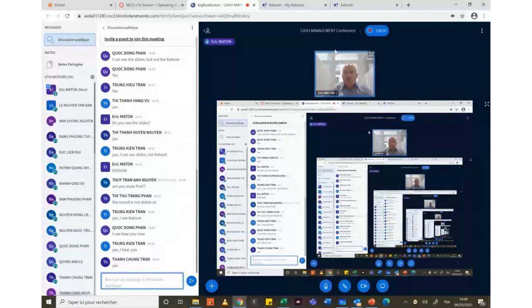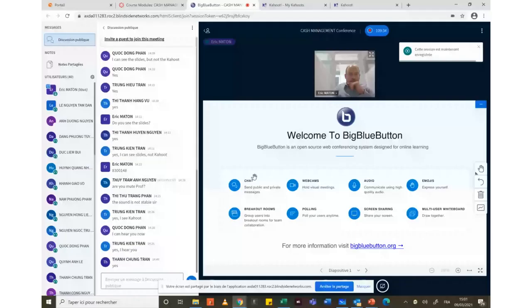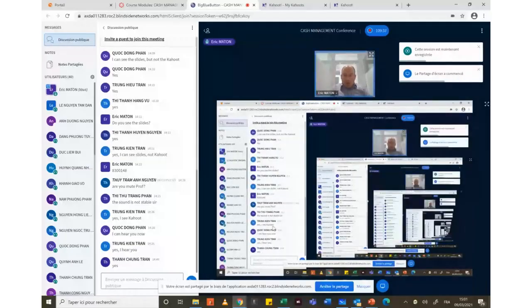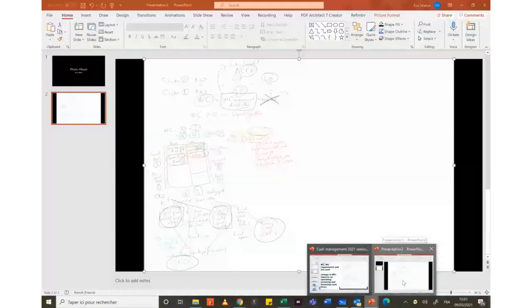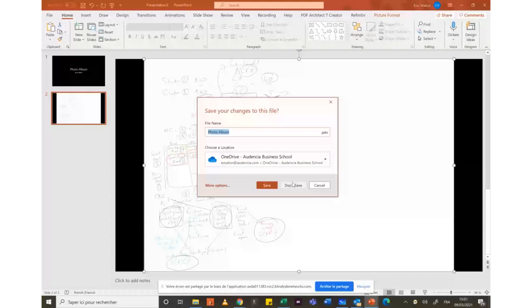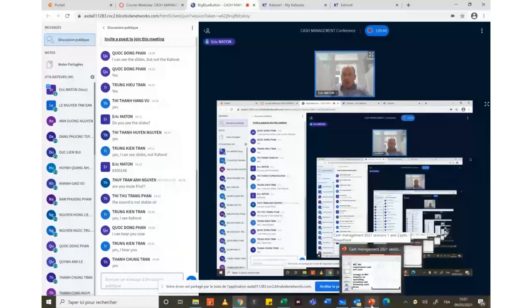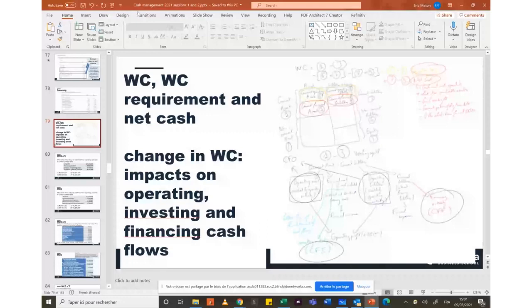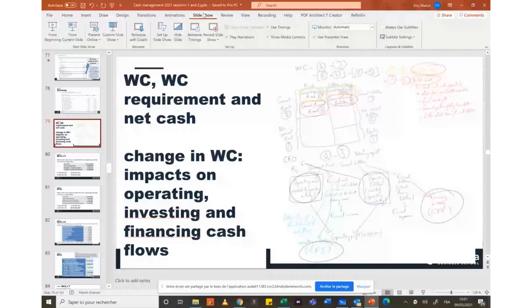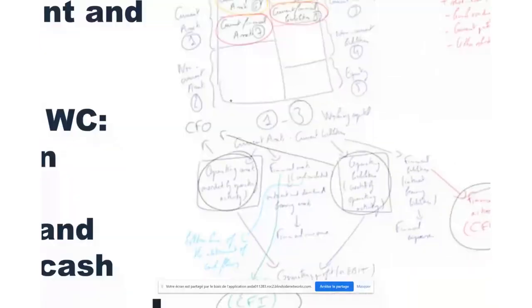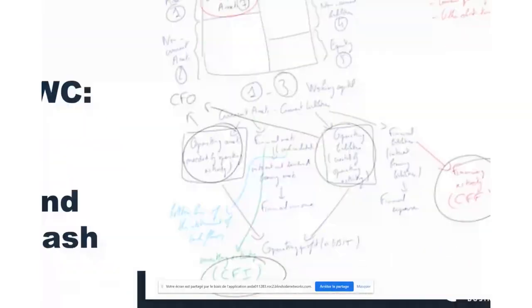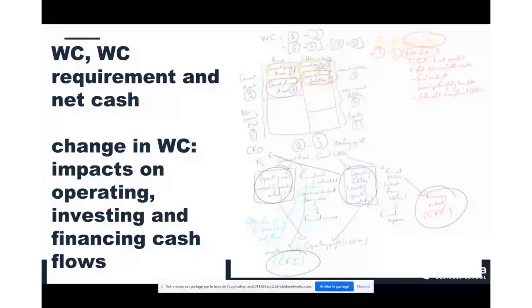I stop the recording and we continue the session. During the break, I tried to put what I did on the whiteboard on a slide. So I created this slide. I hope you can see it later. You can increase the size to see the information. I put it on one slide in order to keep this information.